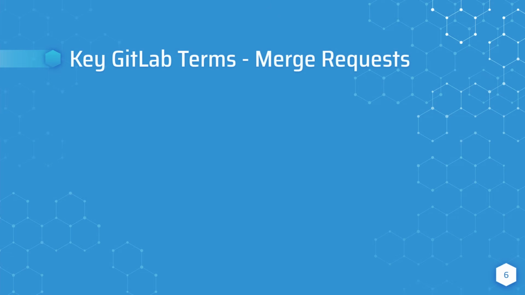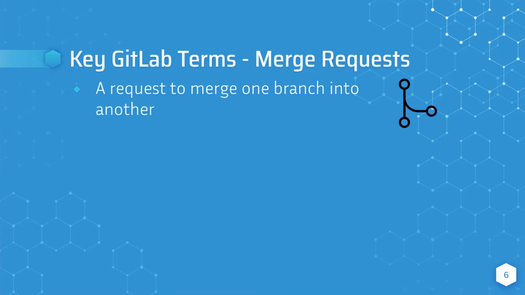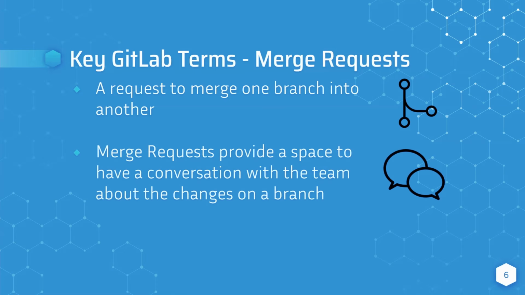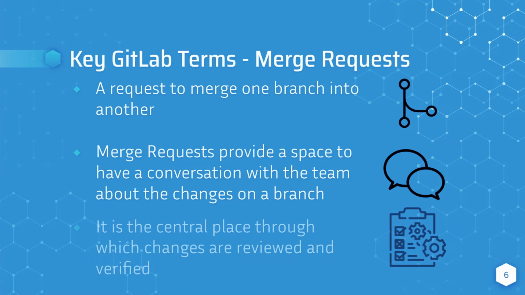One of the most important concepts to be familiar with in GitLab are merge requests. A merge request is a request to merge one branch into another. Merge requests provide a space to have a conversation with the team about the changes on a branch. And it is the central place through which changes are reviewed and verified.